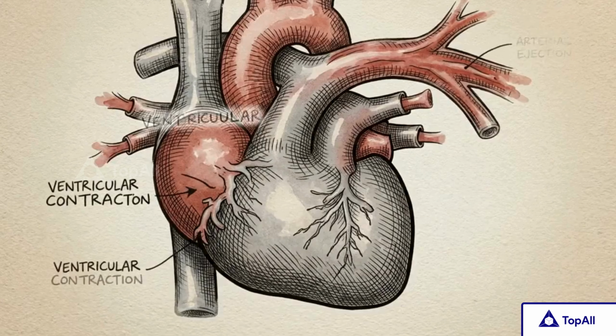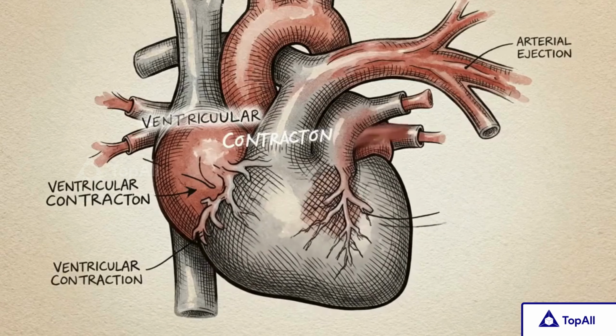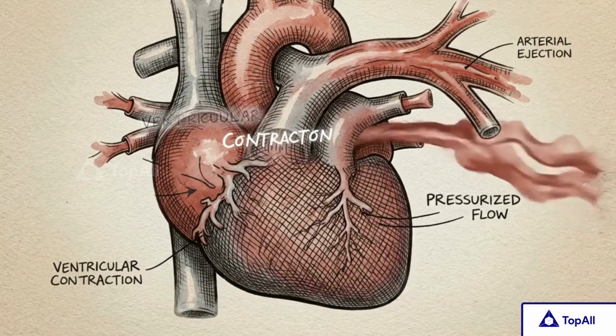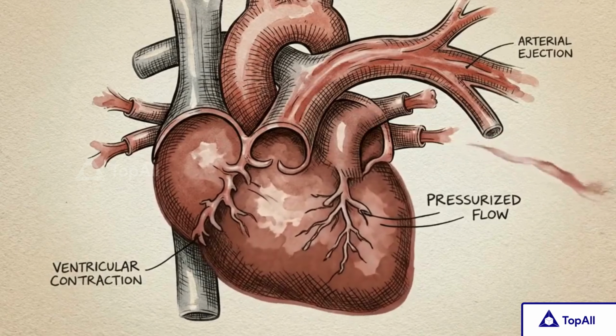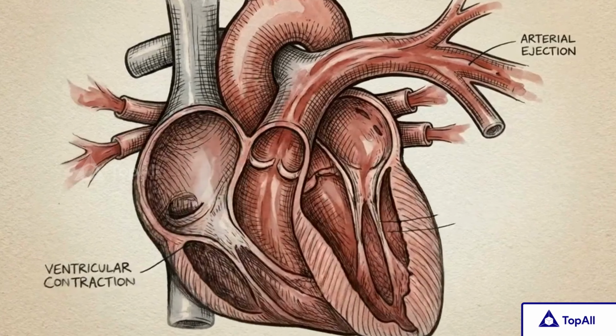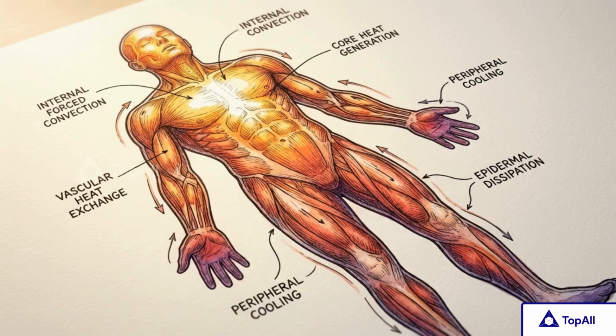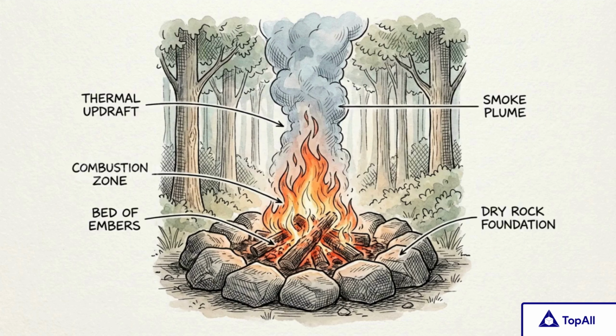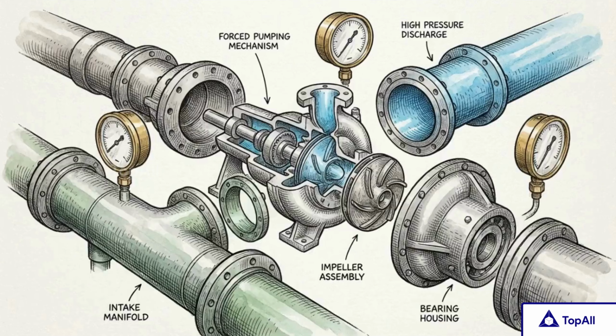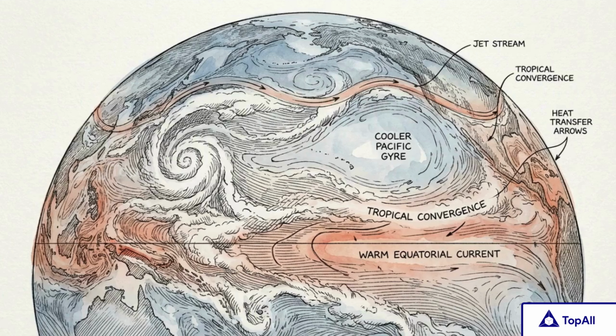Biology utilizes this exact same mechanical engineering. The human heart acts as a powerful pump, driving dense fluid through miles of pressurized vessels. Blood circulation is an internal forced convection system. By constantly moving fluid from the hot interior to the cooler extremities, the body maintains a uniform 37 degrees Celsius temperature. Whether fluid is drawn upward passively by buoyancy or pushed forcefully by a pumping mechanism, moving matter to distribute heat is a universal method for stabilizing extreme temperatures.